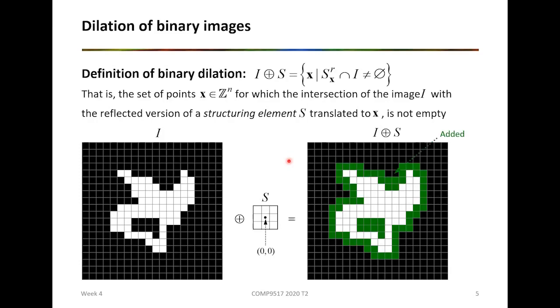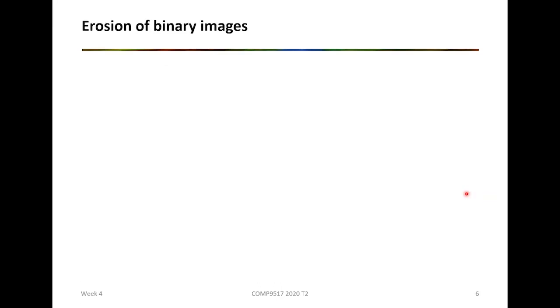All these green pixels were originally not in the set of object pixels, but they have now been added. And now you can appreciate why it's called a dilation, because the operator is dilating the original set. You're adding pixels to the set. Now we can talk about a second operator, which is erosion.